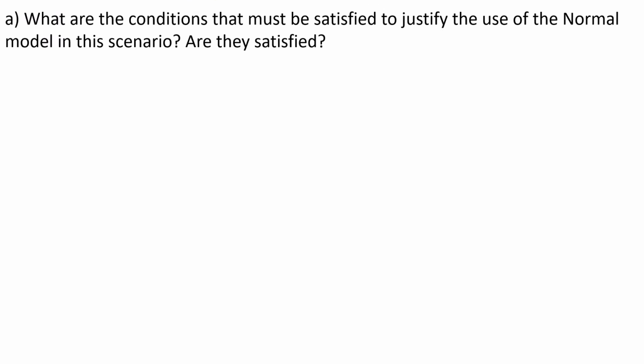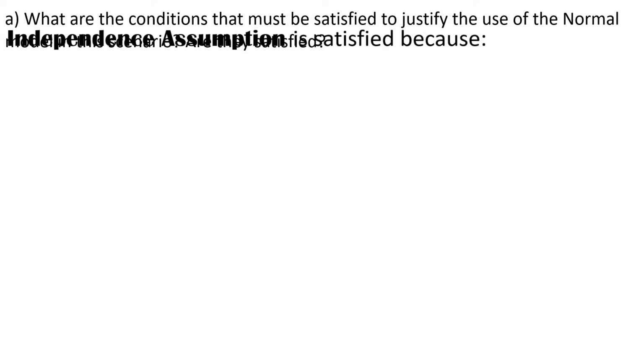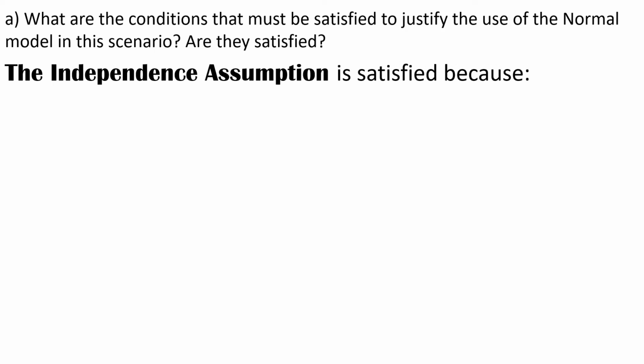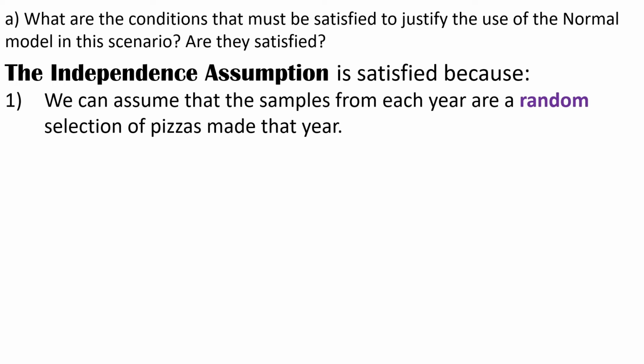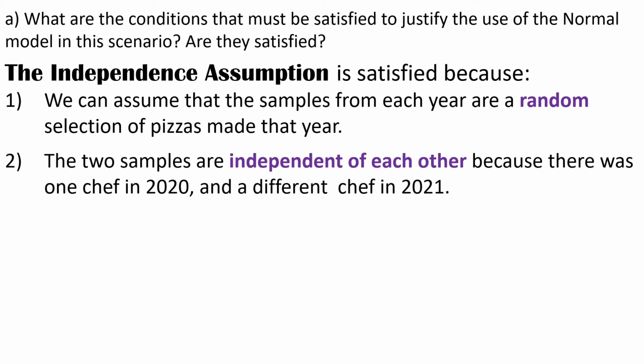So first, what are the conditions that must be satisfied to justify the use of the normal model in this scenario? And are they satisfied? For the purpose of the final, we have two conditions that we need to consider. First of all, there's the independence. The independence assumption is satisfied because we can assume that the samples from each year are a random selection of pizzas made that year. And also, the two samples themselves are independent of each other because there was one chef in 2020 and a different chef in 2021.